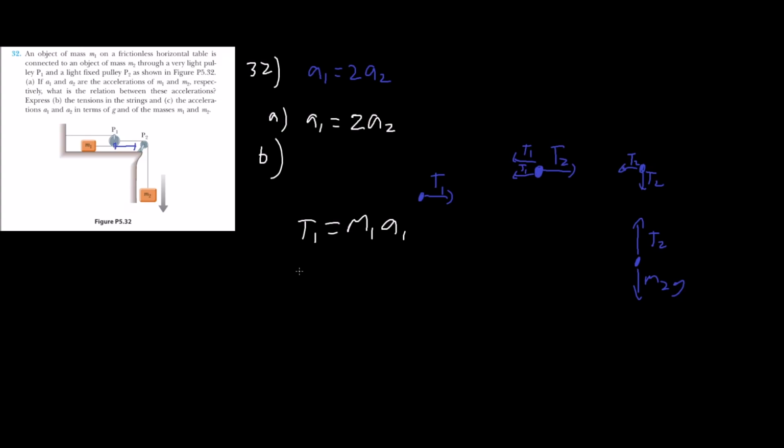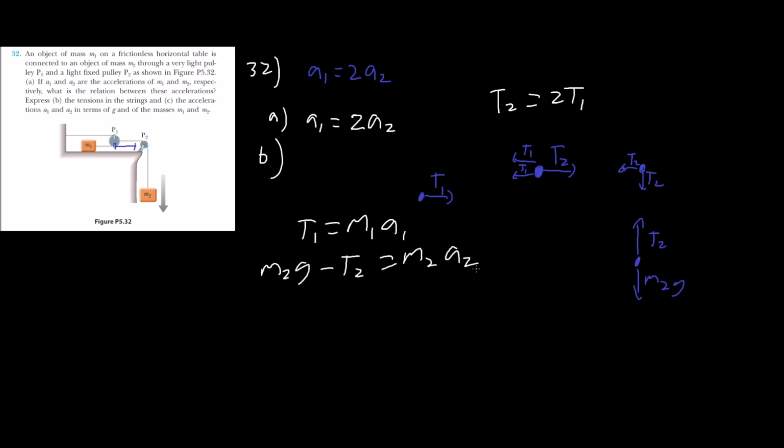And T2, I'm going to call down positive. So M2G minus T2, and T2 here is 2 times T1, equals M2 A2. There's the forces diagrams. So T1s and T2s are related. You can really solve this however you want. In fact, those are your equations.